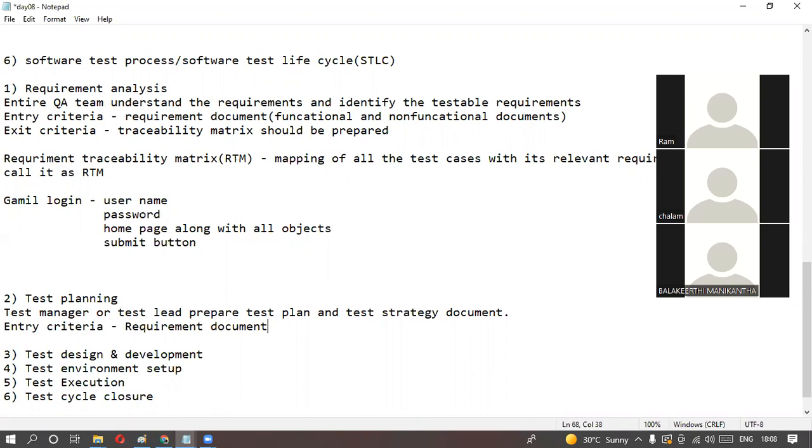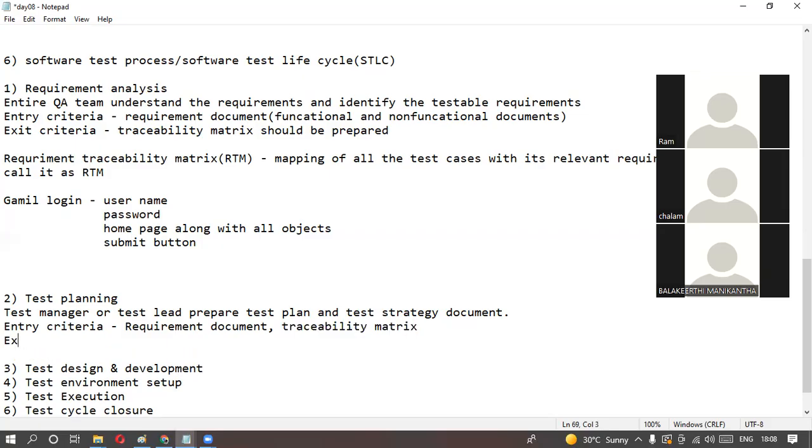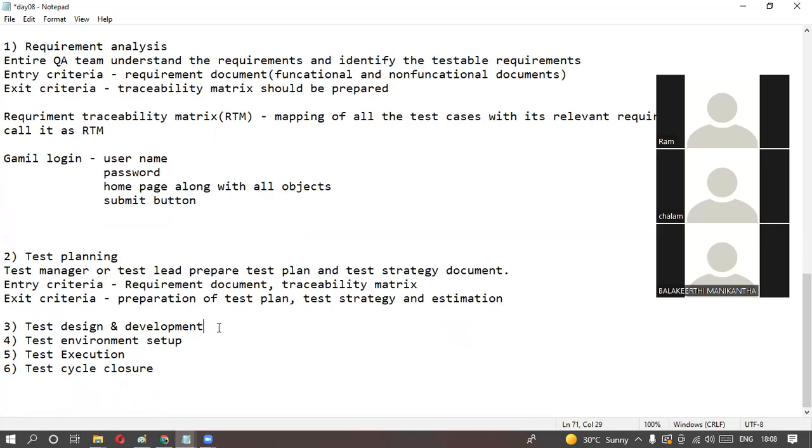Requirement document and traceability matrix are the entry criteria for this. What is the exit criteria? Tell me, what is exit criteria? Exit criteria is nothing but preparation of test plan, test strategy and estimation for this entire project that will be applied in the test planning. Okay, next, test design and development.